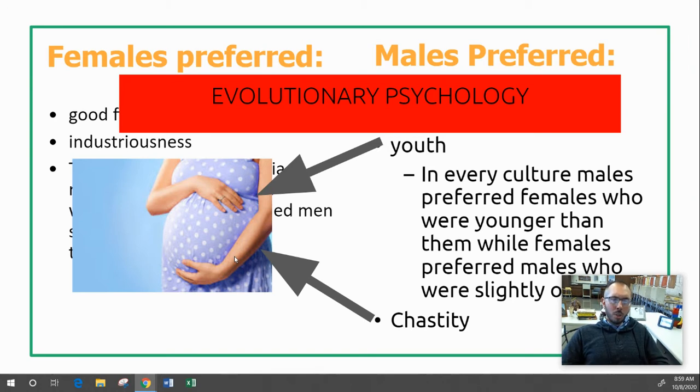So having a mate with good financial stability and industriousness gives you someone who can care for the mate. Whereas men preferring someone who is young would signal the ability to raise a child, and chastity, not having other sexual partners, would allow the male to know that the child was theirs. Now, you can see very quickly how we get into the horrible patriarchy of our society. You can see the objectification of females at a very young age start here with the emphasis on youth.